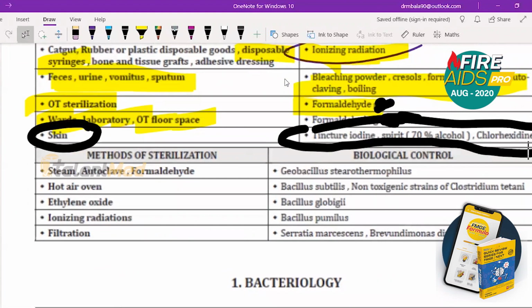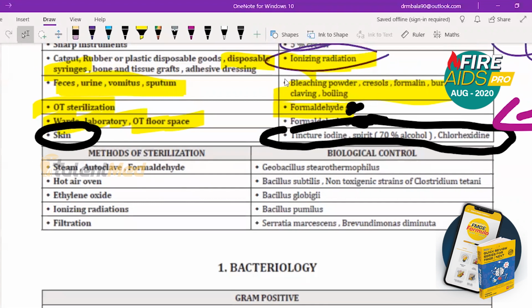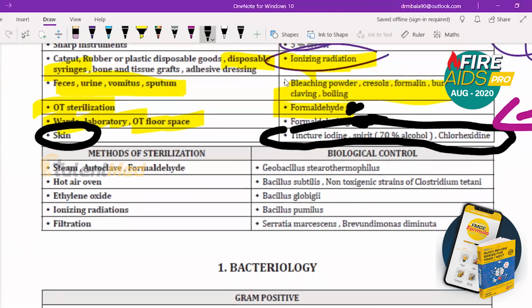Next is methods of sterilization and their biological control, which means if these organisms are destroyed, your sterilization method is successful. For each method, there is a biological control for you to determine. Some organisms are given here, but I would like to mention only one because only one has appeared in your examination till now. That is steam or autoclave. Autoclave is the MCQ that has been asked. The answer is Bacillus stearothermophilus. If you know this, that is fine.